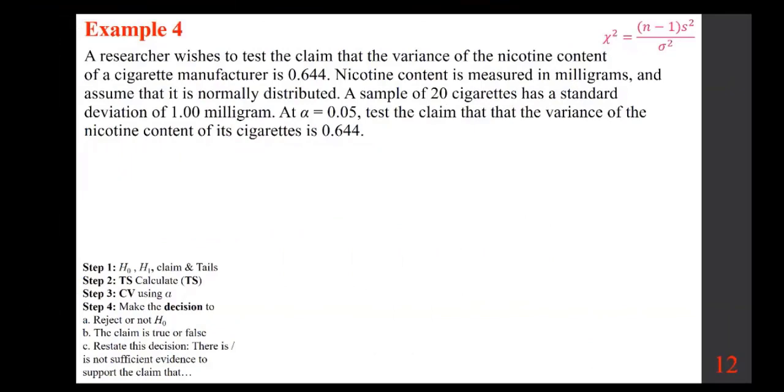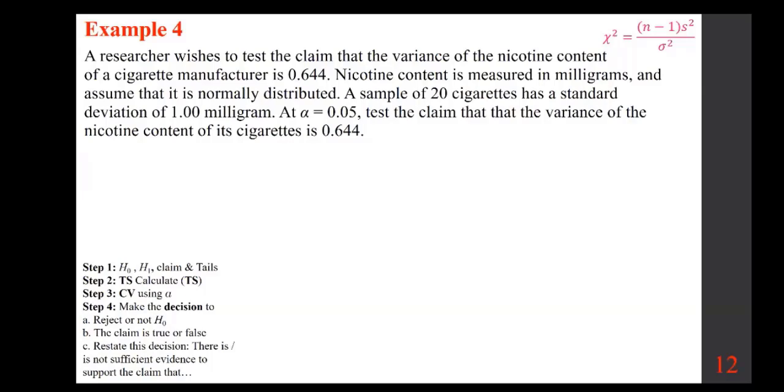A researcher wishes to test the claim that the variance of the nicotine content of a cigarette manufacturer is 0.644. Nicotine content is measured in milligrams and assumed to be normally distributed. A sample of 20 cigarettes has a standard deviation of 1 milligram. At alpha equal to 0.05, test the claim that the variance of the nicotine content of its cigarettes is 0.644. So let's see what's given.